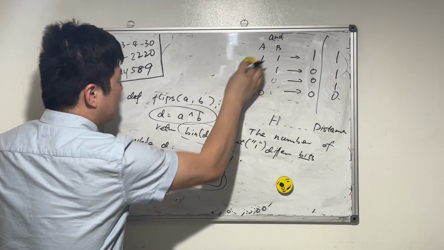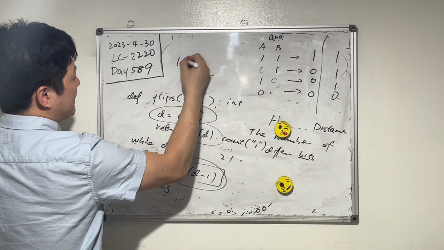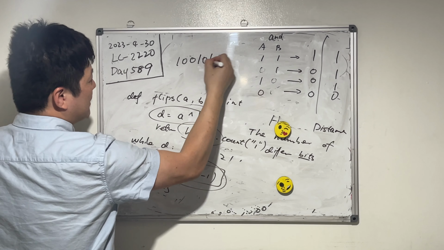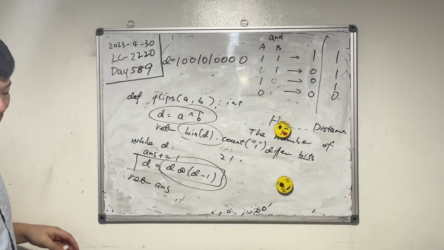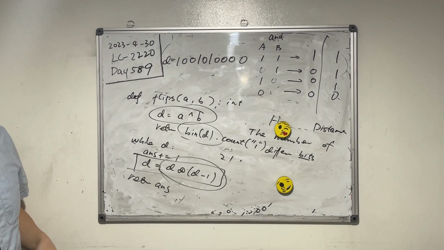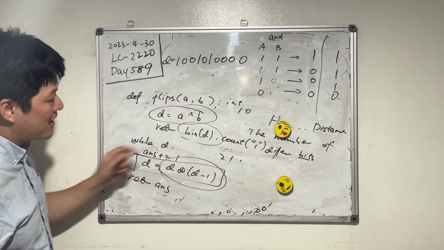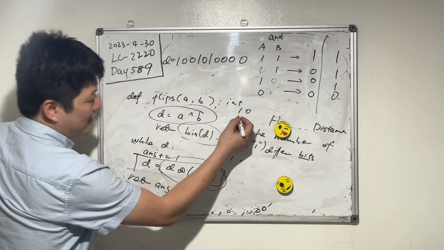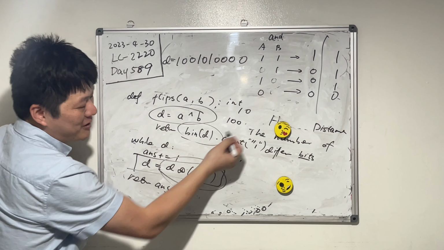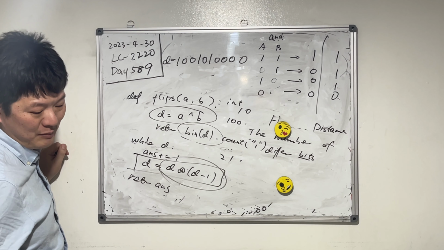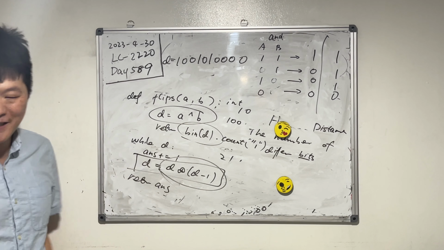What's this? Suppose I have a binary number 1, 0, 1, 0, 1, 0, 0. This is D, okay? What's D minus 1? Let's think about 1, 0, 0. What number plus 1 equals 100? 99? There's no 99, this is binary.